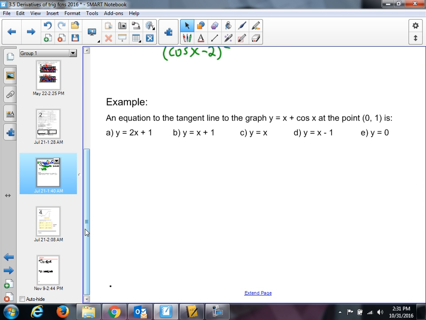Okay. Example: an equation to the tangent line of the graph of y equals x plus cos of x at this point, (0, 1) is... So this is like an AP question. It's a multiple choice one here. You need an equation to a tangent line, but first we need a slope. How do you get slopes of tangent lines? It's called the derivative, because the derivative is the formula that gives you the slope of the tangent.